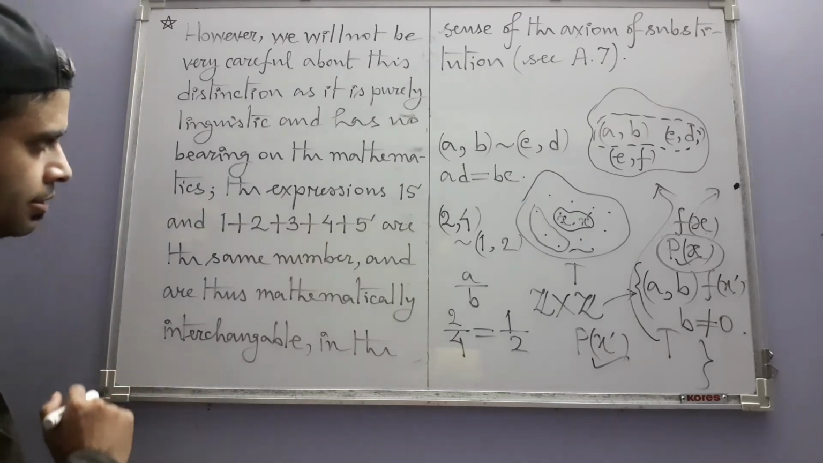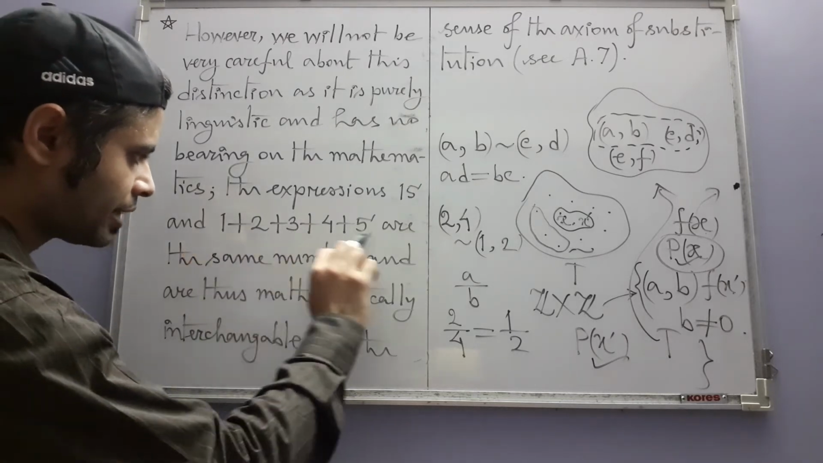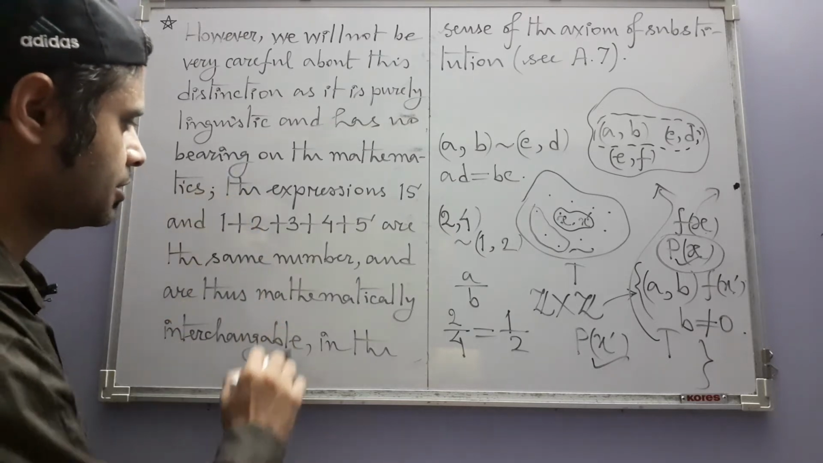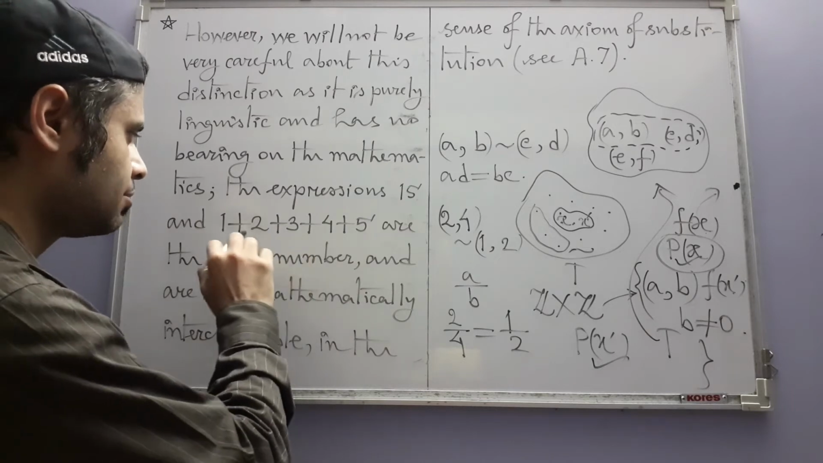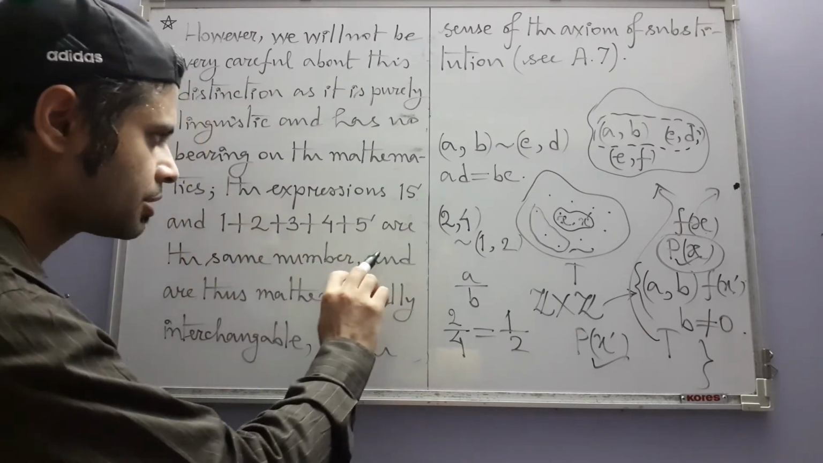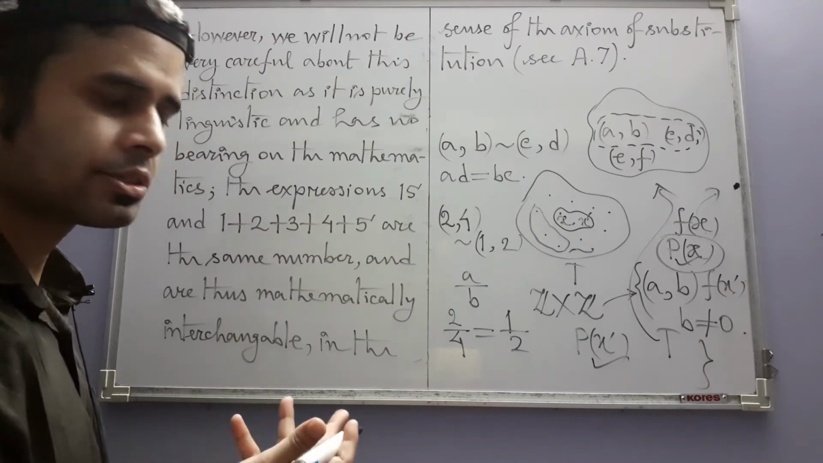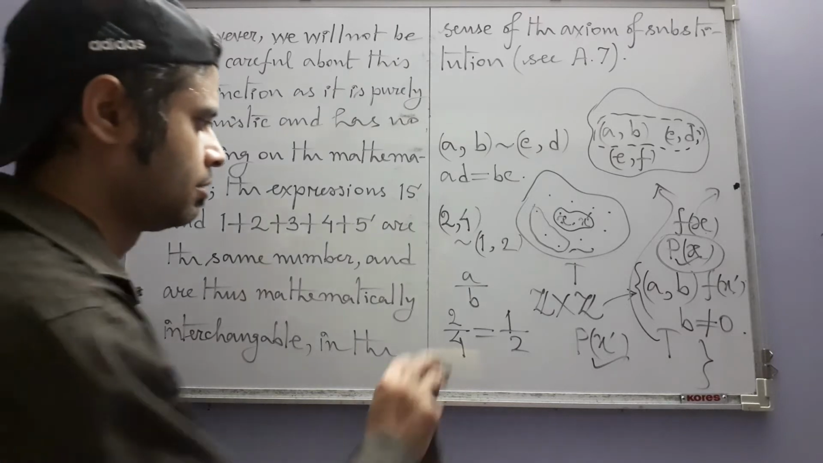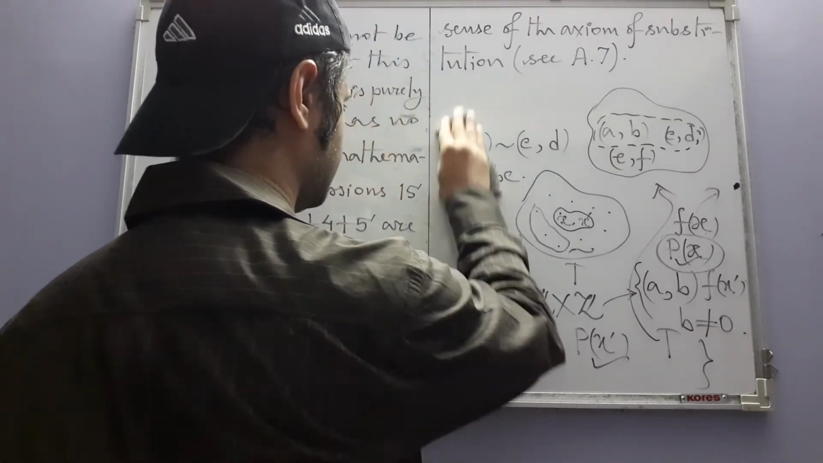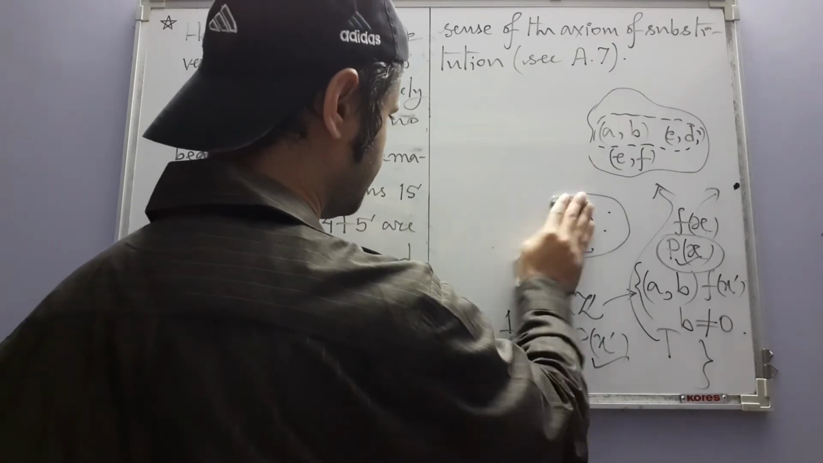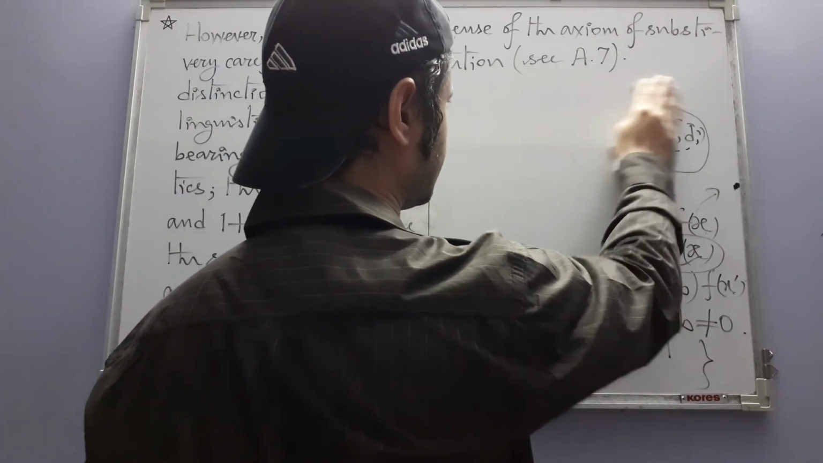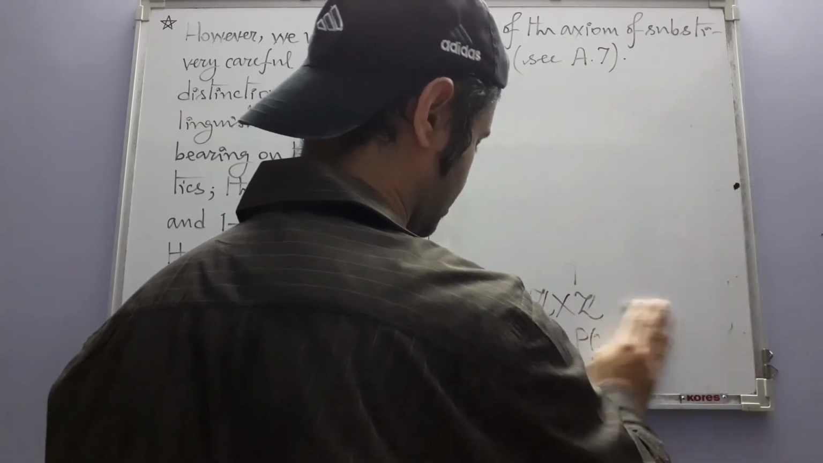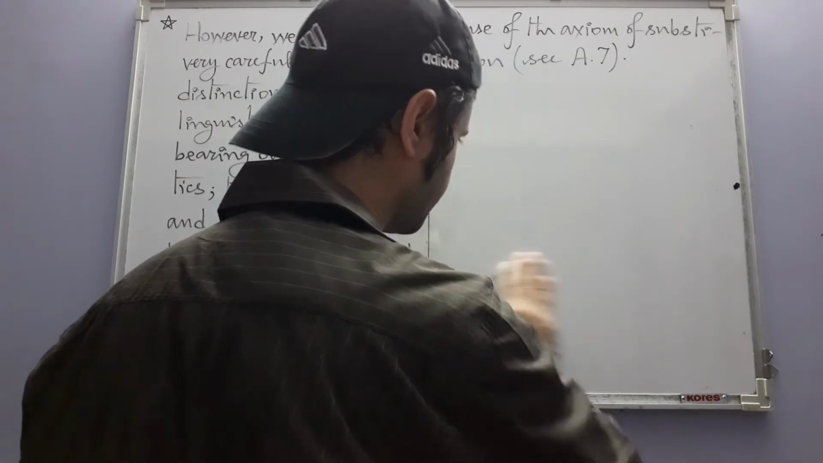So that's what we are saying here, that they are mathematically equivalent, interchangeable in the sense of the axiom of substitution. In any function or any statement, whether you write this expression or you write 15, the result is not going to change. Okay, and the ultimate thing is that there is nothing to worry about. We will continue to treat them as equal as we have done all along.